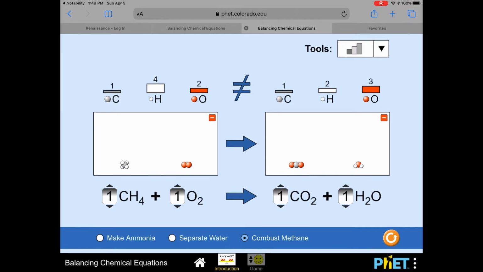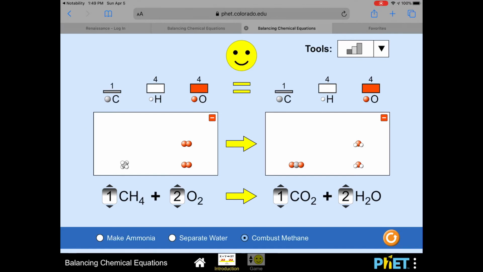Now let's check our hydrogens. On the left, I've got 4 hydrogens. You can see there's 4 balls attached to the gray atom. Then on the right, I need to double my water. So now I have an equal number of grays, and I have an equal number of whites on the left box and the right box. So what I need to do now is fix my reds. On the right, I have a total of 1, 2, 3, 4 reds. So on the left, I need to increase this by 1.